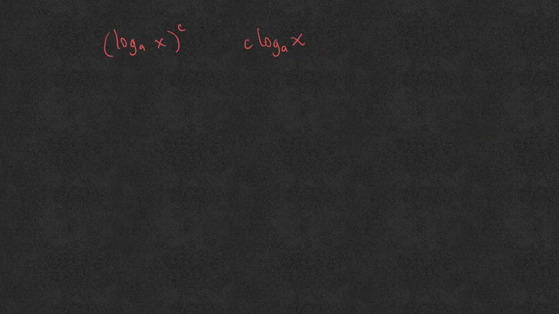Log base a of x, the whole quantity raised to the c power, is not c times log base a of x. It is true that c times log base a of x is log base a of x to the c power, but that c is the exponent of the argument of the log only. This is one of the laws of logarithm. And so we can show this is not true by coming up with a counterexample as well.